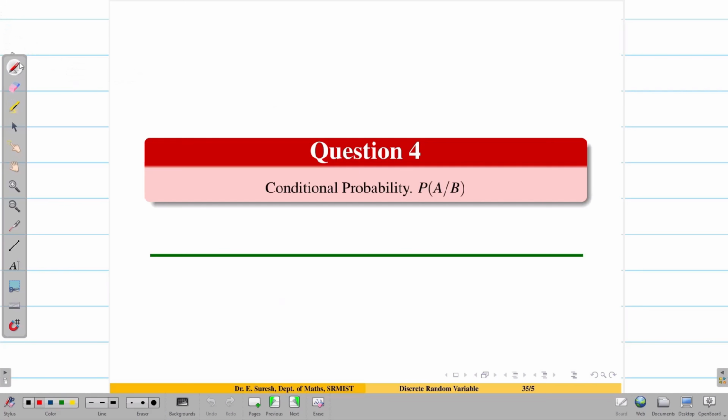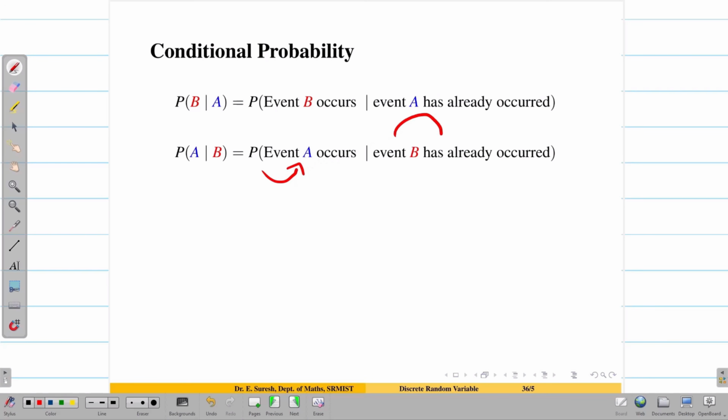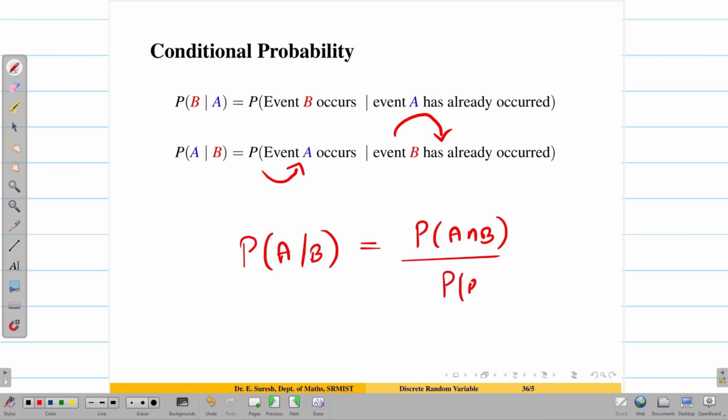Next, they can ask you questions on conditional probability. What is conditional probability? Probability of A provided B has already happened. So they can ask either B given A or A given B. Probability of A given B means event A occurs provided event B has already occurred. So probability of A given B is probability of A intersection B divided by probability of B.